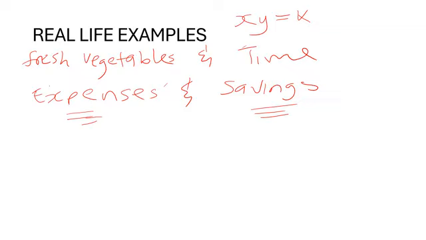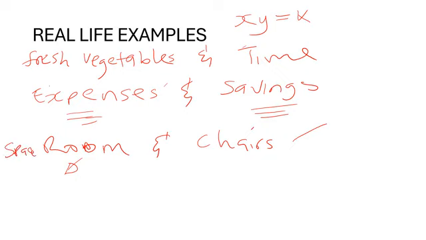You can think of a room and chairs. The more the chairs, the less the space you are going to have in the room. Zinthu ngati zachuluka mu room, space imakhala yochepa. Zinthu ngati zachepa, space imakhala yambiri. So that's the inverse relationship imene tikunena.